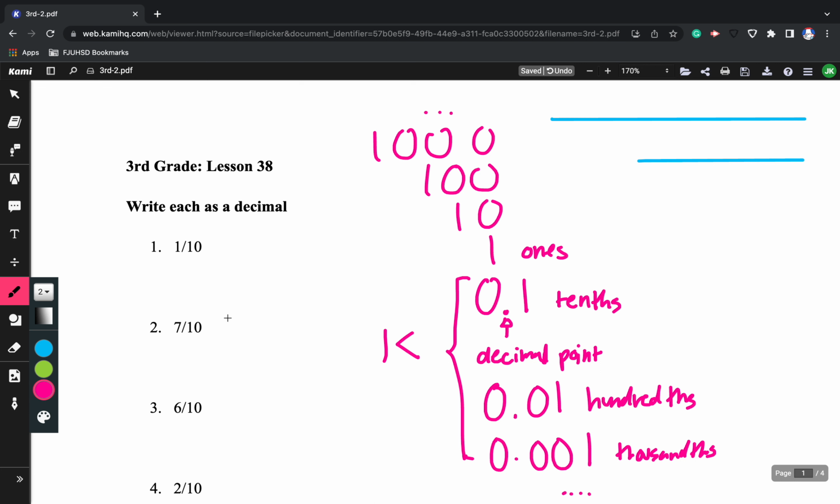And we're going to try to write each as a decimal for this first page. So first I have to look at the bottom denominator. This is going to help you know where the place is going to be. So this is going to be in the tenths place because this number is to 10. Therefore, it's going to be like that. That simple. You just put the numerator in that position that they're asking for.